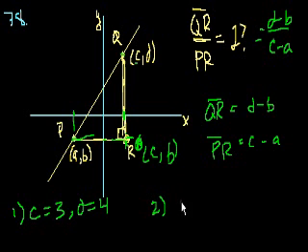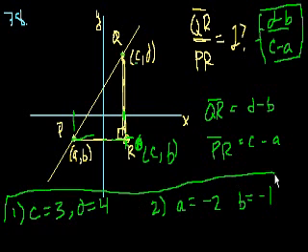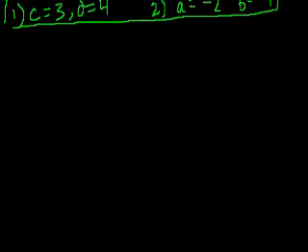Statement 2: a is equal to minus 2 and b is equal to minus 1. Well, if you use both of these statements together, then we have everything here. We have d, we have b, we have c, and we have a. So we can solve it. So both statements together are sufficient for knowing whether the ratio of QR to PR is 1, or essentially whether the slope of this line is equal to 1. Next problem.